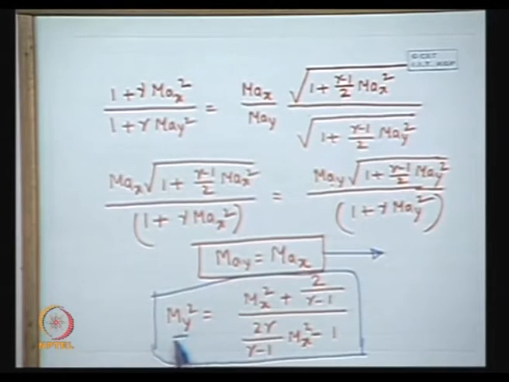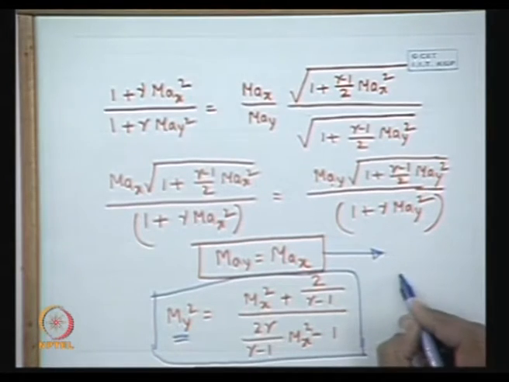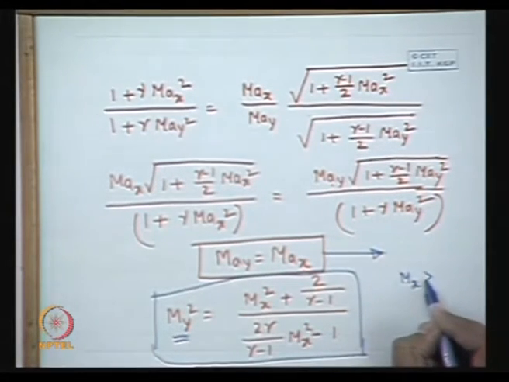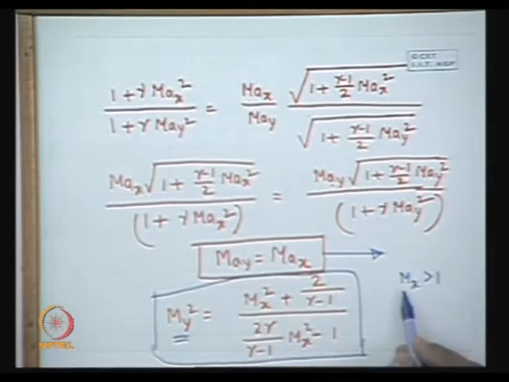But this is the most important relation, where you see that if you put MX greater than 1, this equation shows that, as we have already proved, the shock takes place in supersonic flow. When the flow is supersonic, the shock takes place. And the result is a deceleration, that means a reduction in the Mach number; the flow goes from supersonic to subsonic.